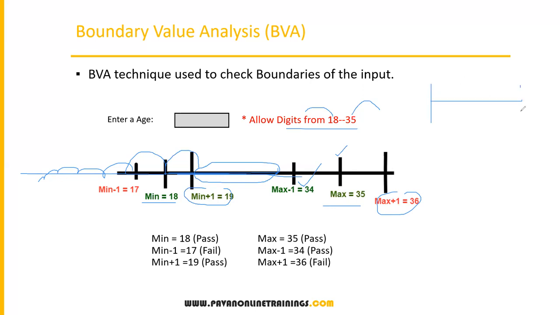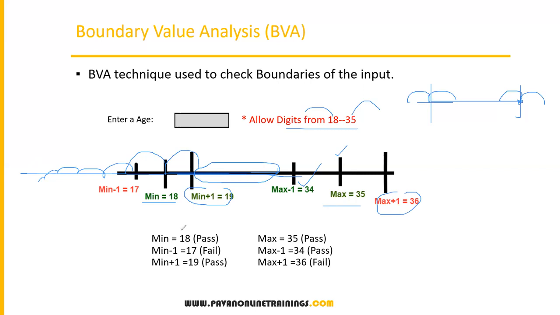In boundary value analysis, we will check the boundaries: minimum, minimum minus 1, minimum plus 1, maximum, maximum minus 1, maximum plus 1. With these 6 parameters, we will cover everything. We need not pass all the values. So this will also reduce the data, and at the same time it will improve the test coverage. So this is boundary value analysis.